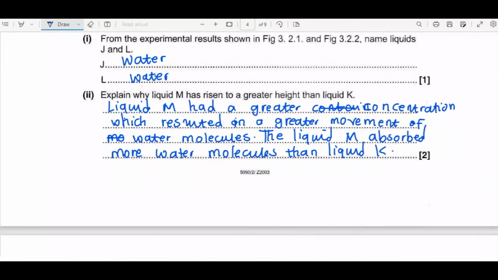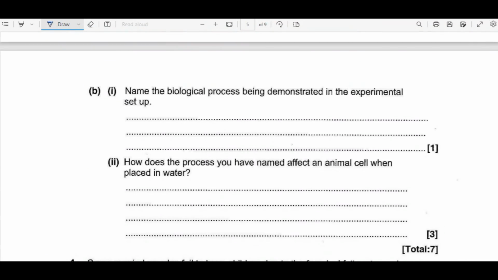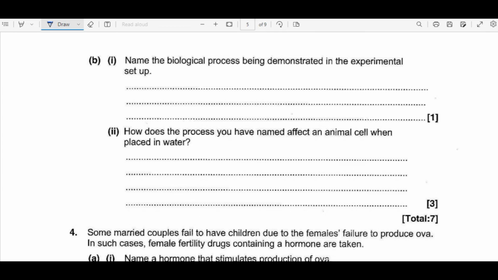Okay, so we move on to B1. Name the biological process being demonstrated in the experimental setup. So this is osmosis.